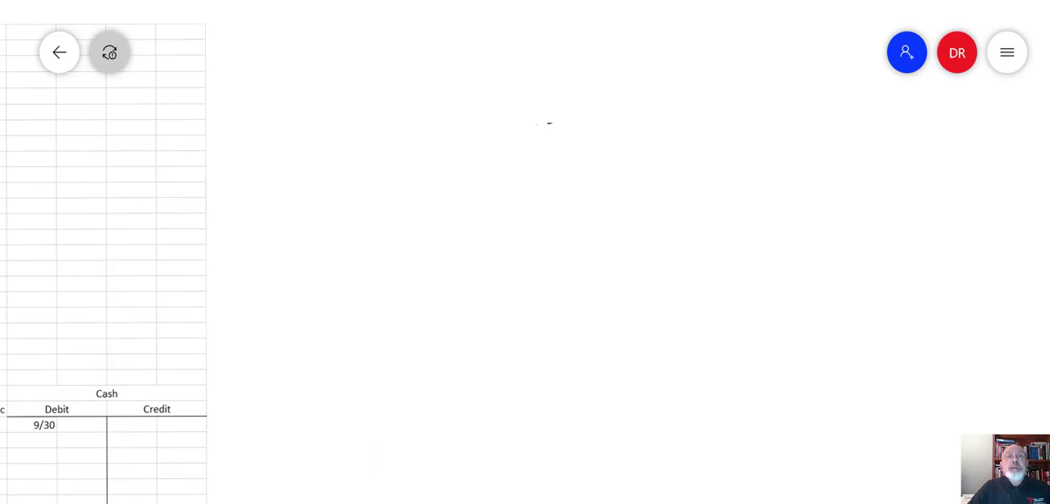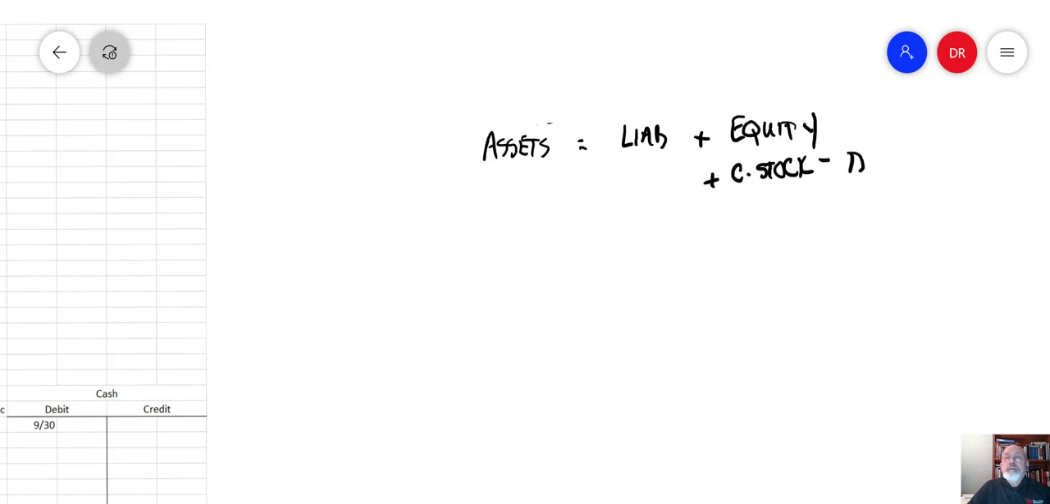And as a beginning point, I want to talk about the accounting equation that we're working with, where we have assets equals liability plus equity. And we're going to expand that equation to include common stock for equity, that's an addition, minus dividends plus revenue minus expense.